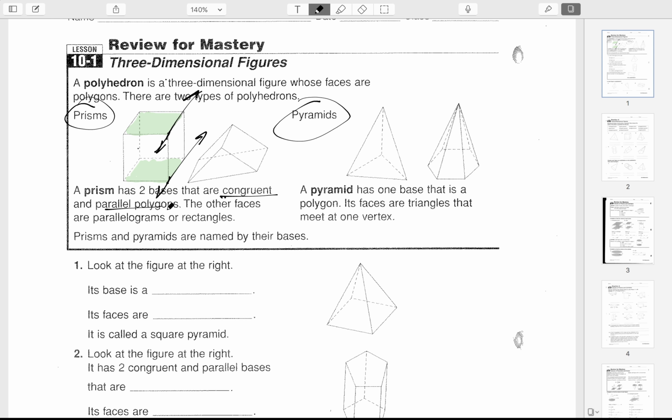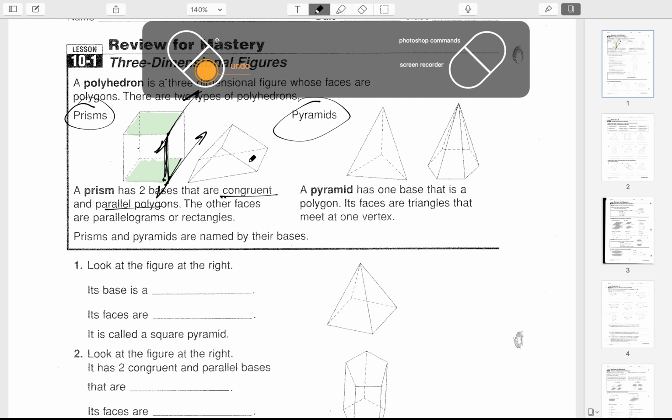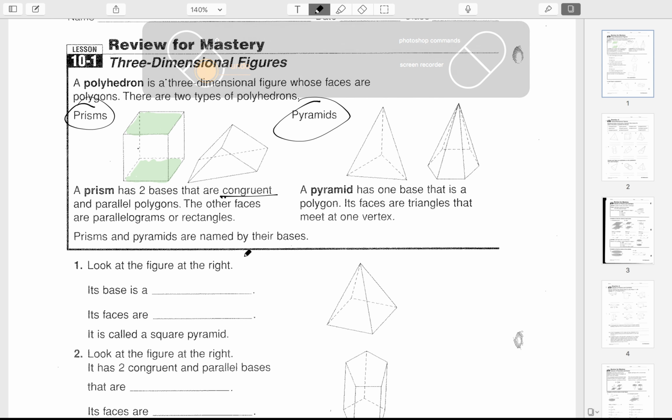It's completely parallel. The other faces are parallelograms or rectangles. So all these are rectangles or parallelograms. But basically everything on here is a rectangle or a parallelogram, and you can use the formula base times height if you're finding the area. Now, prisms and pyramids are named by their bases. So we'll get to the naming on the back side of this.